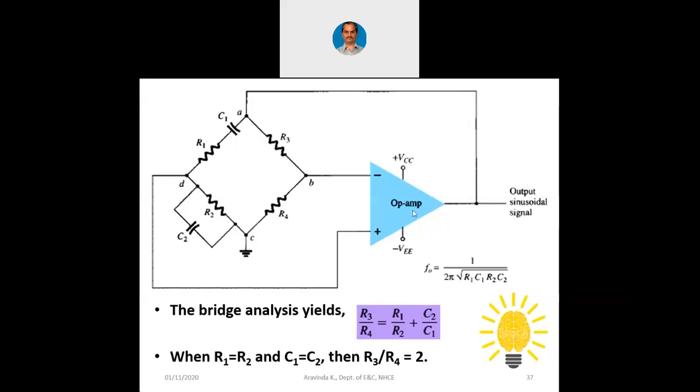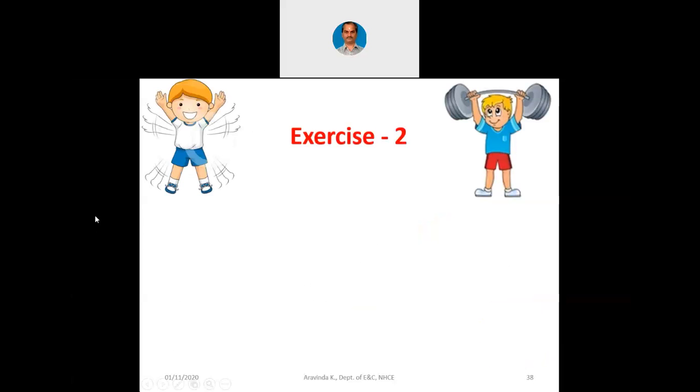Okay. So the WebEx is still showing 5 minutes, so let me slightly continue. Let me see what is there in my next slide. Yeah, in my next slide, I have an exercise for the Wien bridge oscillator only. So let me complete this exercise. It's a very simple exercise. Again, you can see two happy kids are exercising.